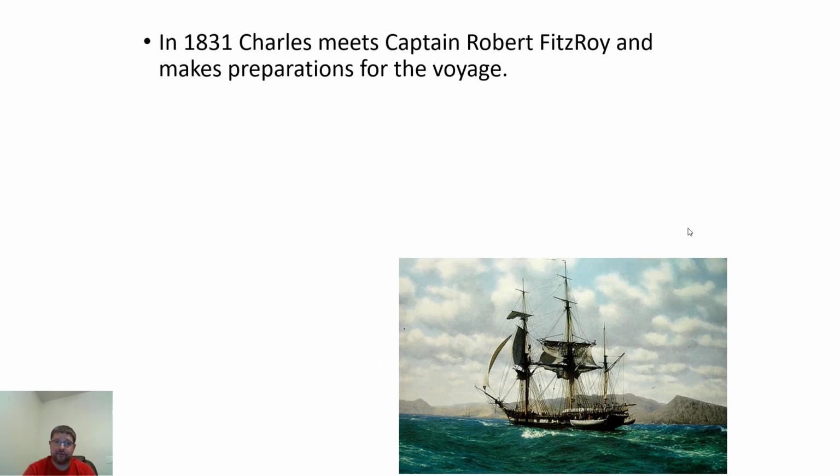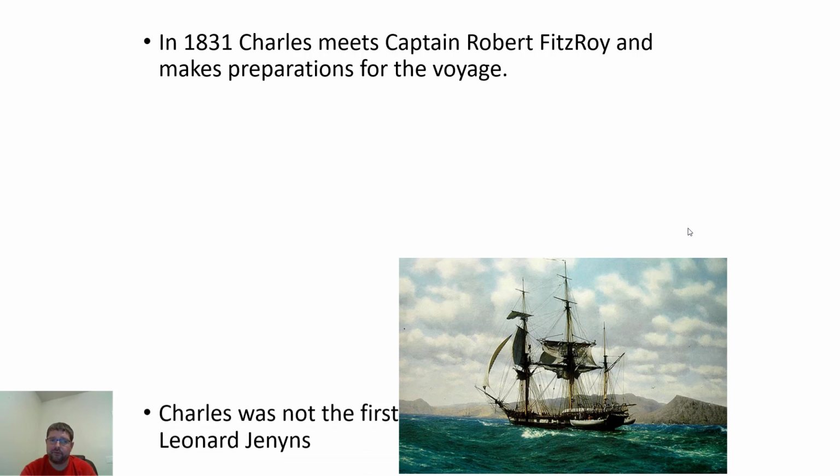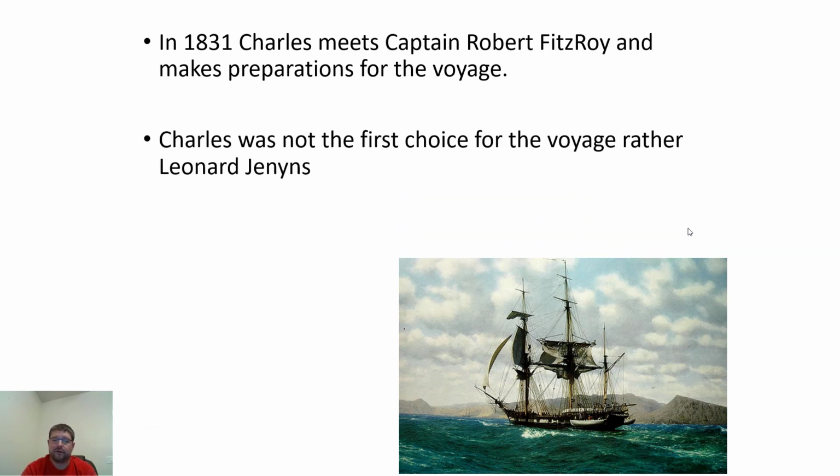So in 1831, Charles Darwin met Captain Robert FitzRoy, and they made preparations for the voyage of the Beagle. Okay. And like I said, Charles was not the first choice. Leonard Jennings was. Charles probably was 5 choices down or so. A lot of people rejected Robert FitzRoy, mainly from the perspective that FitzRoy promised that this would be a 2-year voyage.